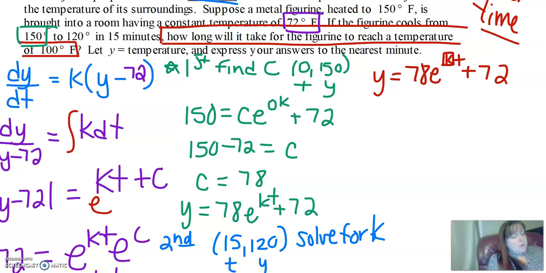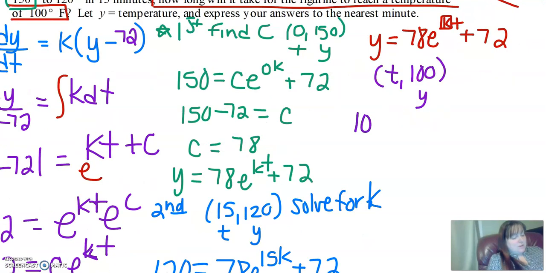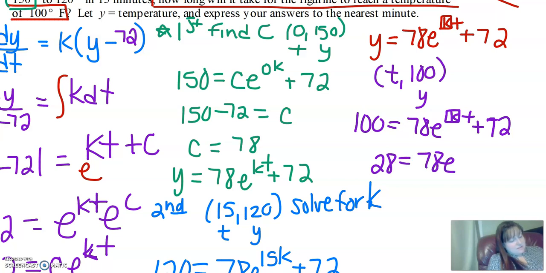So what do we know? We want to know at what time I'm going to get 100 degrees. So I'm actually going to have 100 as my temperature, not as my time. I'm going to say what time is going to give me the temperature 100. So I'm going to put 100 in here because that's my final temperature, and I'm asking what time I would have to plug in here to get out 100. So I subtract 72 from both sides. I get 28 equals 78 e to the kt.